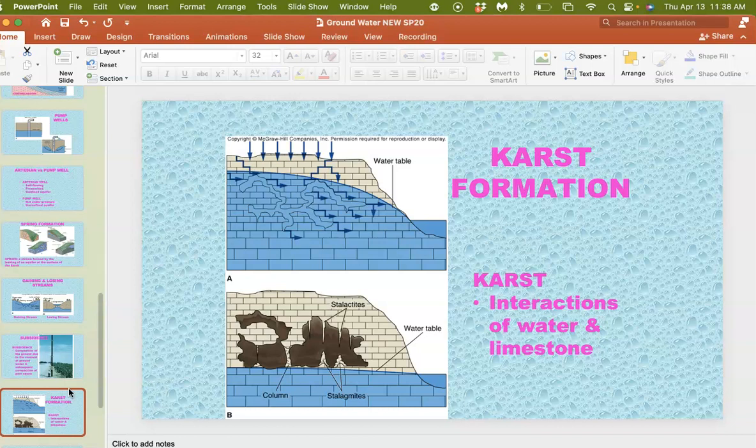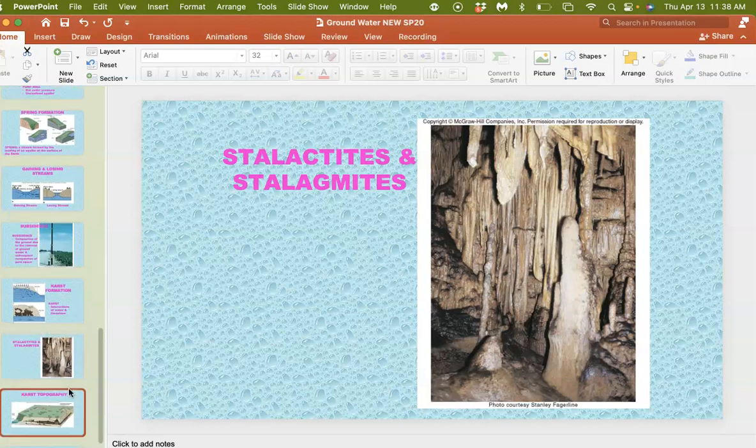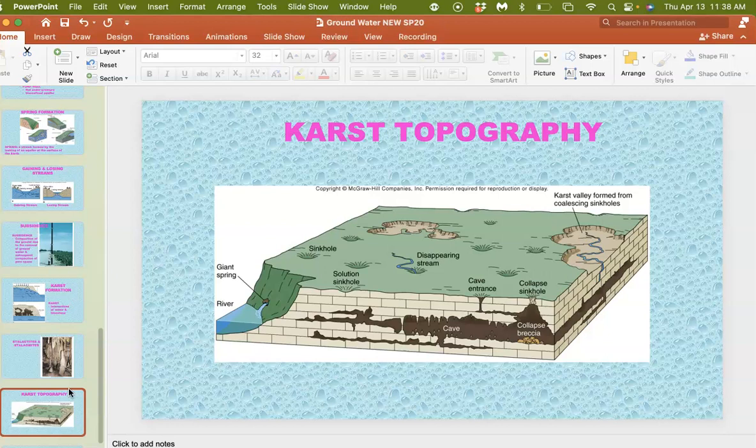And again, these go on to form caves. Well, here we got some pictures: stalactites, stalagmites. So these can also form caves. And that's the stuff that we see in the movies a lot of times.